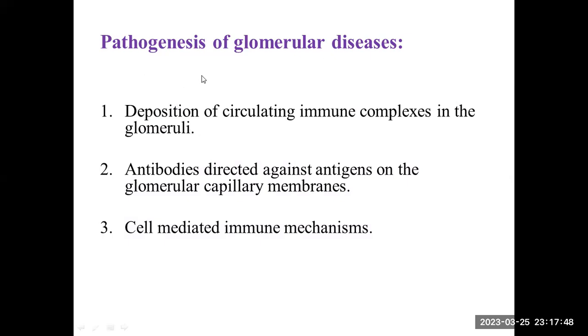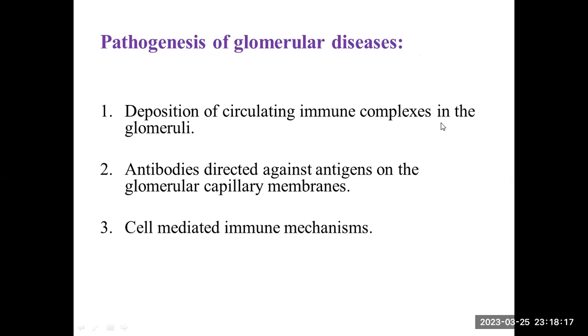These immunological reactions and immune-mediated inflammation in glomerular disease can be due to three main mechanisms. The first mechanism is the deposition of circulating immune complexes in the glomeruli. Circulating immune complexes means that there are soluble and free antigens present in the blood, and the immune system has reacted against these antigens and started producing antibodies. These antibodies could be IgG or IgM.